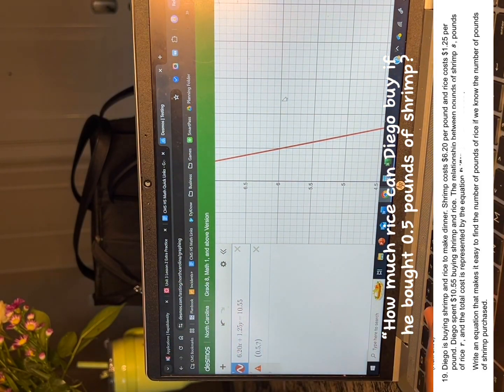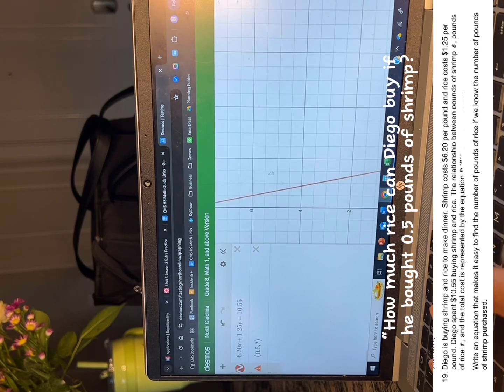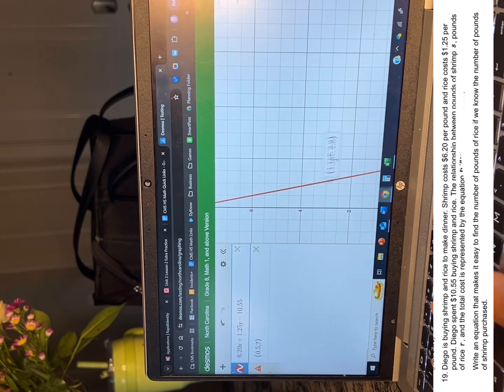Bam. So when I buy 0.5 pounds of shrimp, I can also buy 5.96 pounds of rice and it equals $10.55. Now the only combinations that are on the line are what will give me $10.55 as my total. If it's not on the line, that means I'm spending either more or less than $10.55 and it's not a solution to my equation. These are the solutions to your equation.